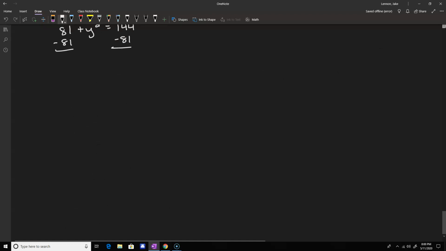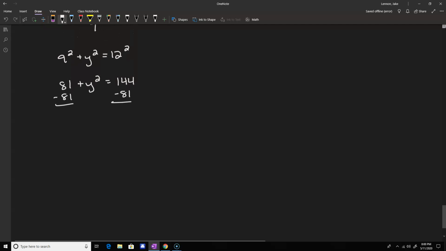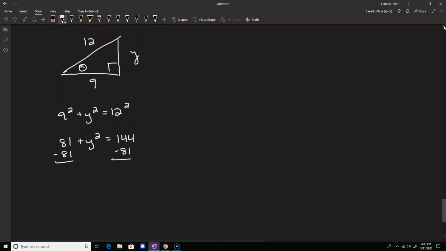Again, because these are just sides of a triangle, we can just take the positive square root. So y is just going to be the square root of 63. So we end up getting y equals the square root of 63.